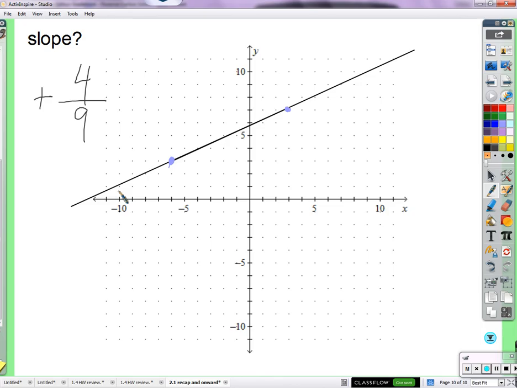So chapter 2.1, 24, chapter 2.2 up to 12.